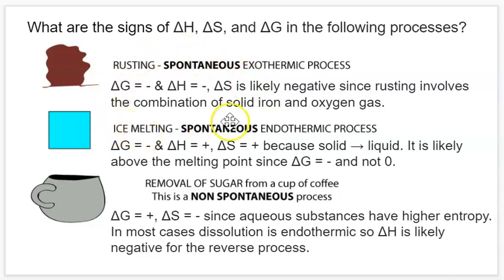For the ice melting, it's spontaneous, aka negative delta G, endothermic, which would be positive delta H.